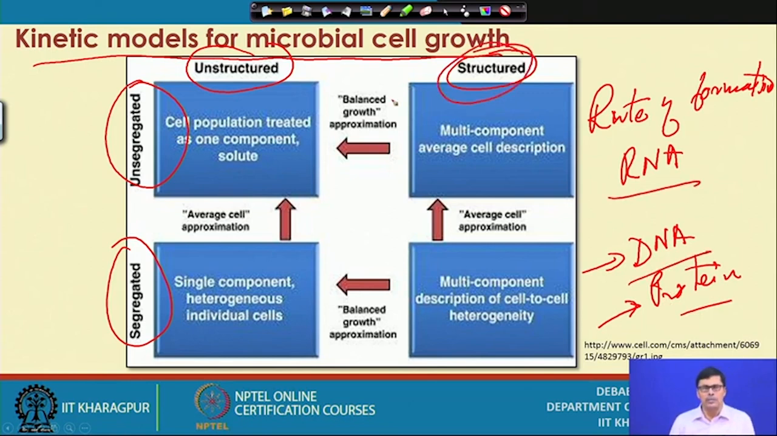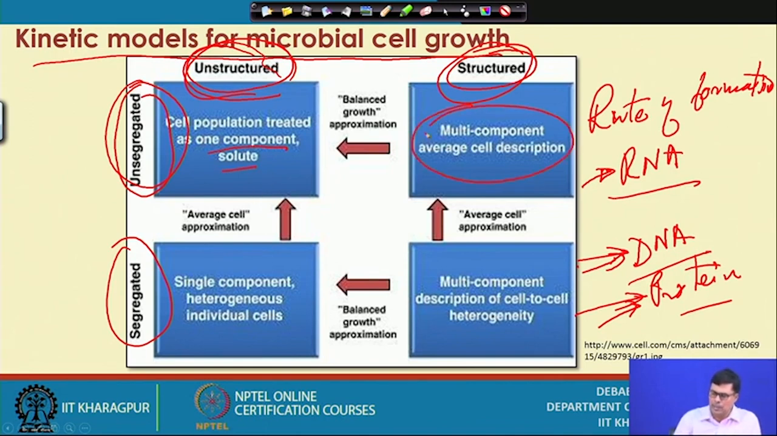But what is unstructured model? When you assume the rate of formation of RNA, rate of formation of DNA, rate of formation of different proteins do not differ from each other. They are producing at the same rate. So, that we call unstructured model. So, what I want to tell is that the unstructured and unsegregated model is when we consider the one component solute, and this is called ideal model, ideal situation, and the structured model is considered as the real situation that we have.